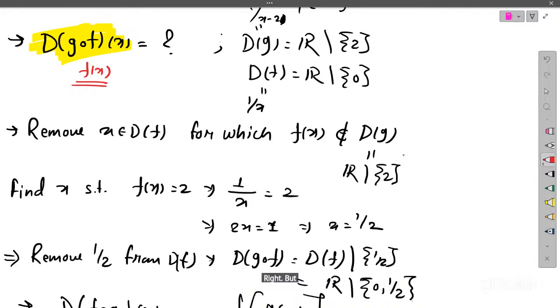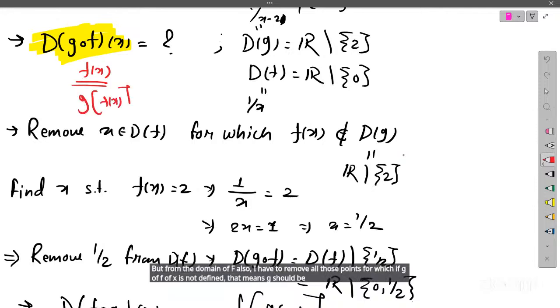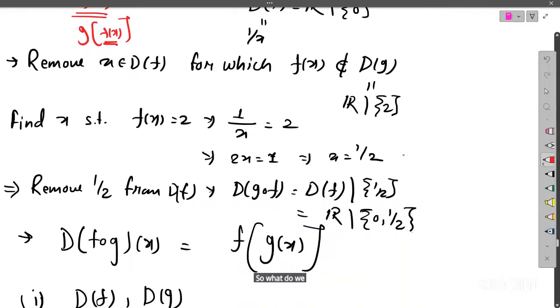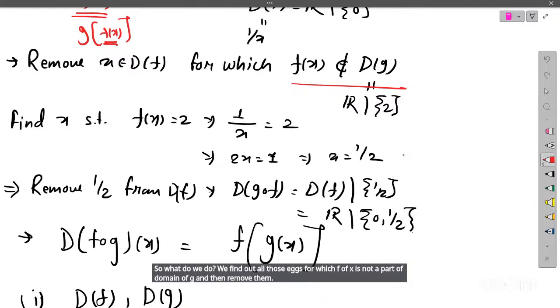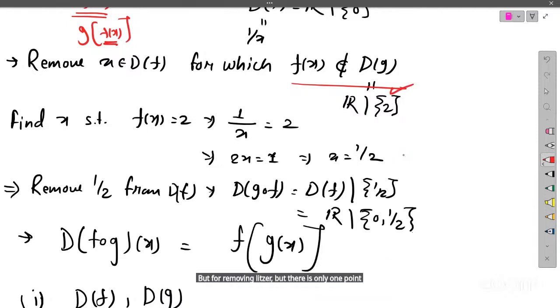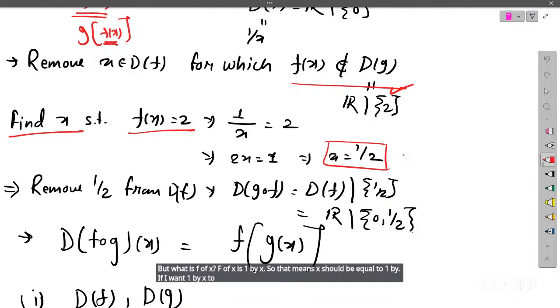But from that domain of f also, I have to remove all those points for which g of f of x is not defined. That means g should be applicable over f of x, so f of x should be a part of the domain of g. So we find all those x for which f of x is not a part of the domain of g and remove them. There is only one point which is not in the domain of g, and that is 2. So we find all those x for which f of x is equal to 2 and remove them. But what is f of x? f of x is 1 by x. If I want 1 by x to be equal to 2, x should be equal to 1 by 2.